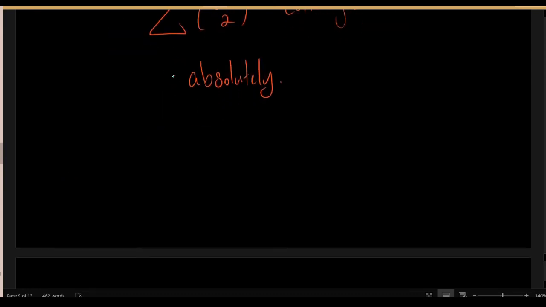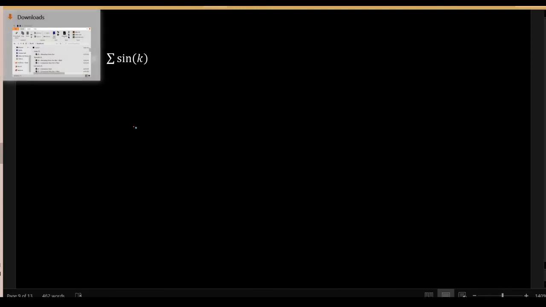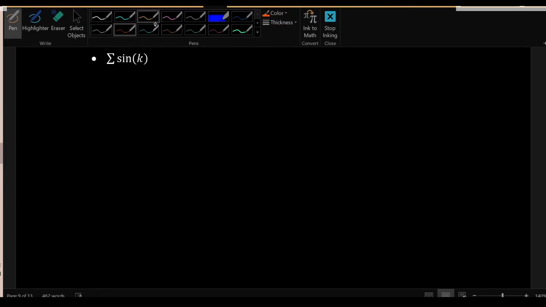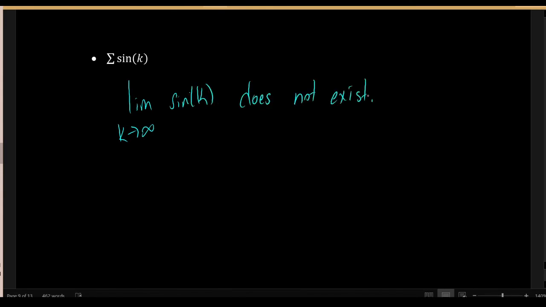For a final example, let's consider the sum of sine k. Now, looking at the series sine of k, if I take the limit as k goes to infinity of the terms in that sequence, then that limit does not exist because this quantity keeps oscillating. Because of that, the divergence test is unlocked.